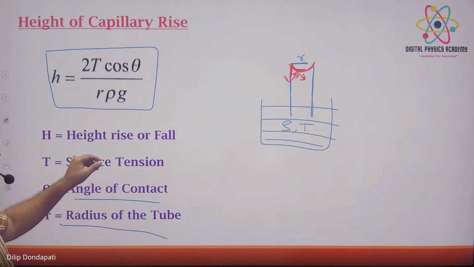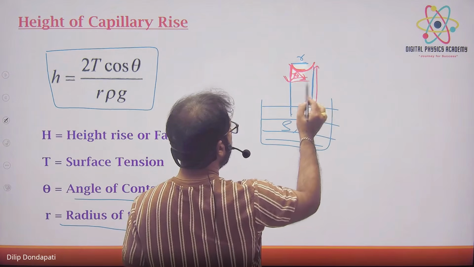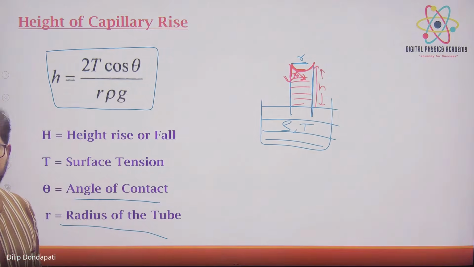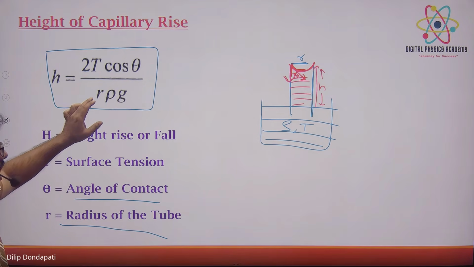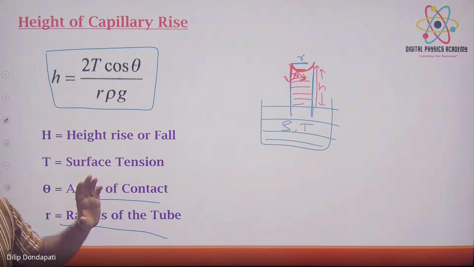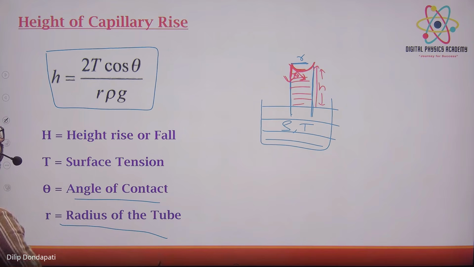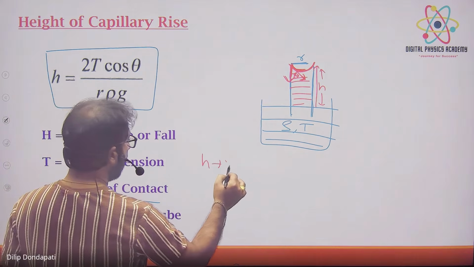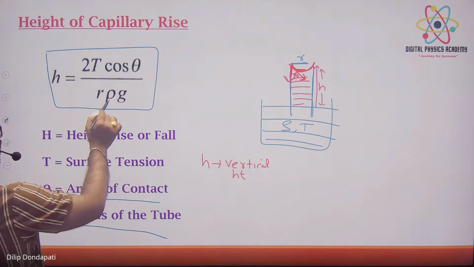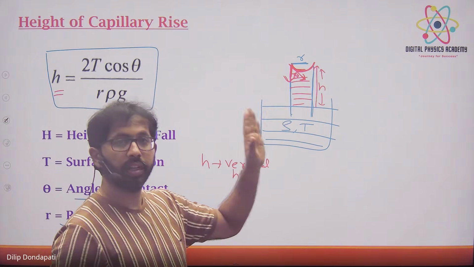And h is the height, how much height it rises. This height only we are trying to find. कितना ऊपर गया पानी. Or how much fall also. Both are same. We are trying to find by using formula 2t cos theta by r rho g. R is the radius of the tube, not meniscus का radius है. Okay, आ गया समझ? And h should be always a vertical height. ये h जो भी आ रहा है, that is vertical height, not slant height वगैरह वैसे नहीं है. Vertical height only we should take.